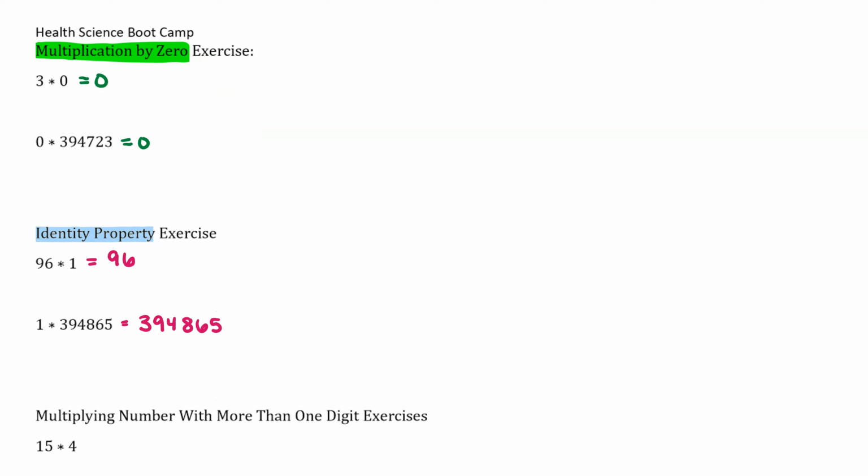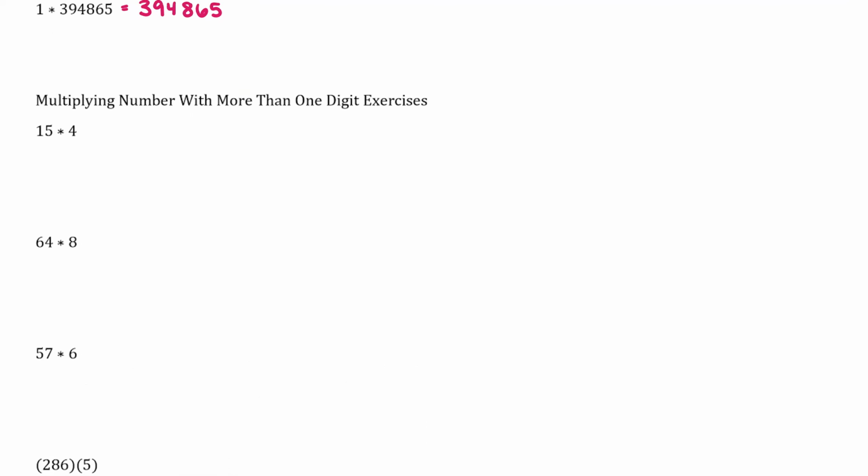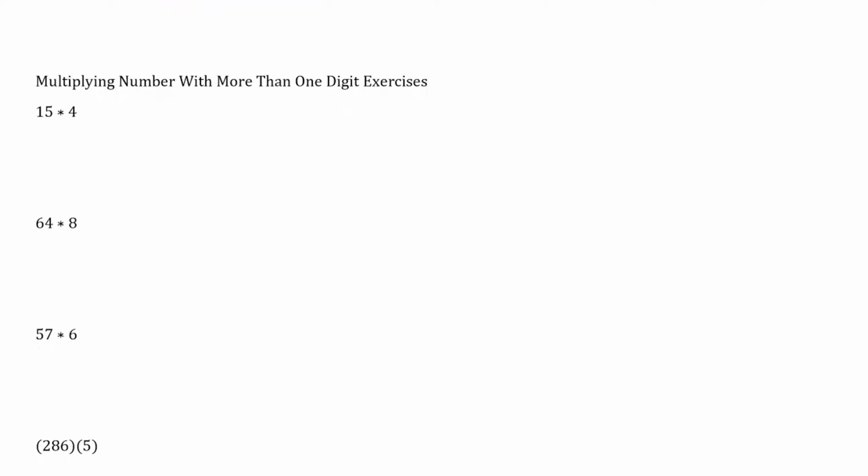So now, let's multiply bigger numbers with a single digit. The way we're going to do this is we're going to line up our numbers justified to the right, the larger number on top. And when I say larger, I mean more digits. So here we'll do 15 times 4.